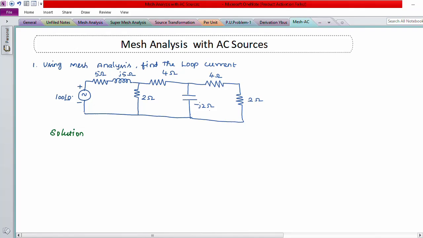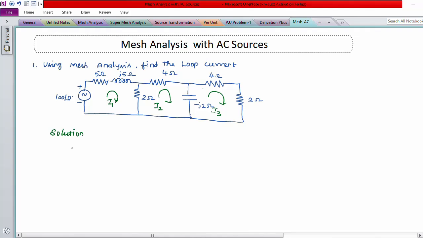Step 2, assume the current direction as clockwise in each loop. Let I1 be the current in loop 1, I2 be the current in loop 2, I3 be the current in loop 3. So when we go for AC sources, instead of a resistor, we can have an inductor and capacitor connected in each loop. So in this case, we can go for the normal mesh analysis.